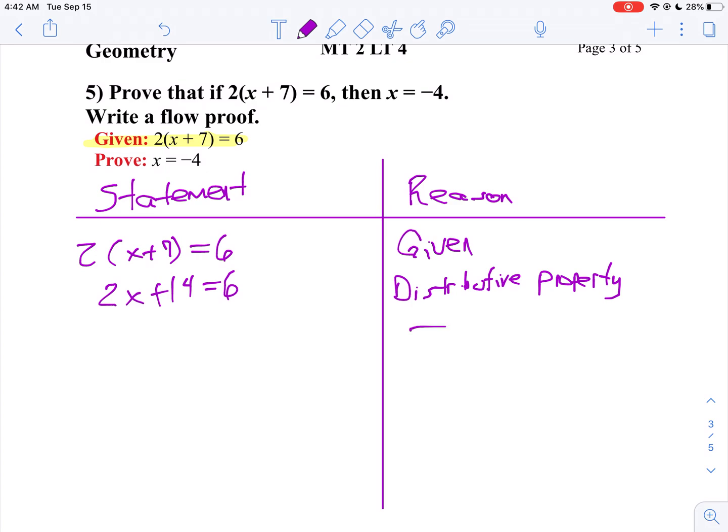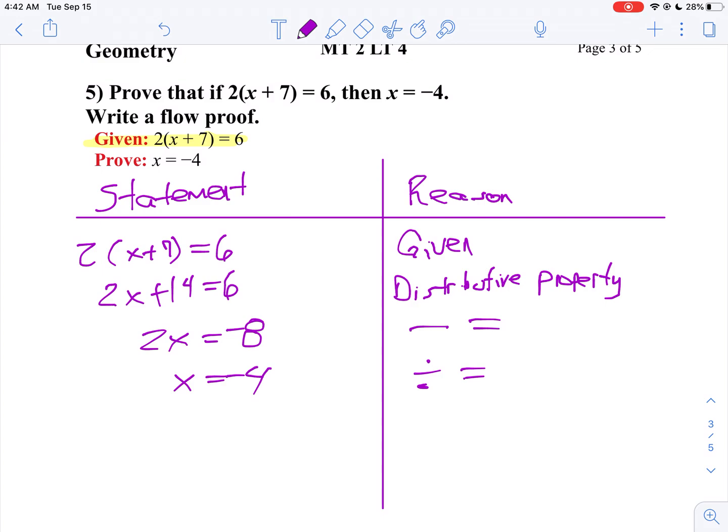So I'm going to go with subtraction property of equality. If I write subtract and equal, that means subtraction property of equality. So let's subtract 14 from both sides. You get 2x equals 6 minus 14, which is negative 8. Then to get x by itself, we divide both sides. That's the division property of equality. So we get x equals negative 4.